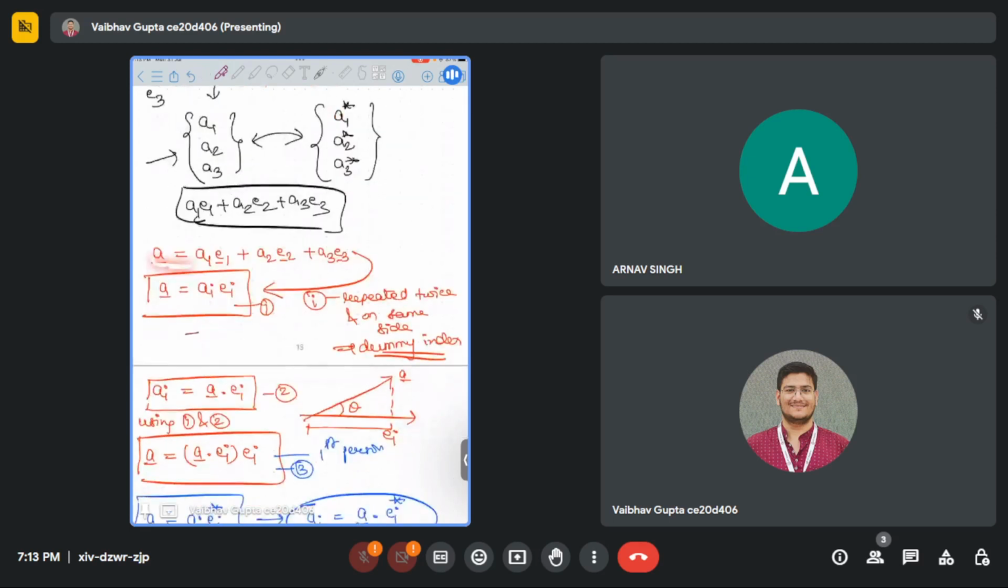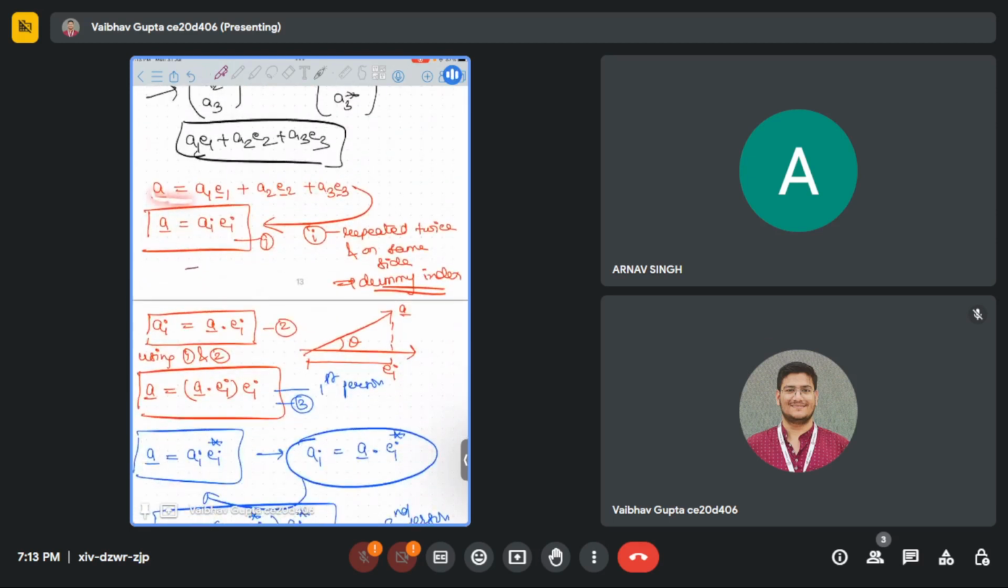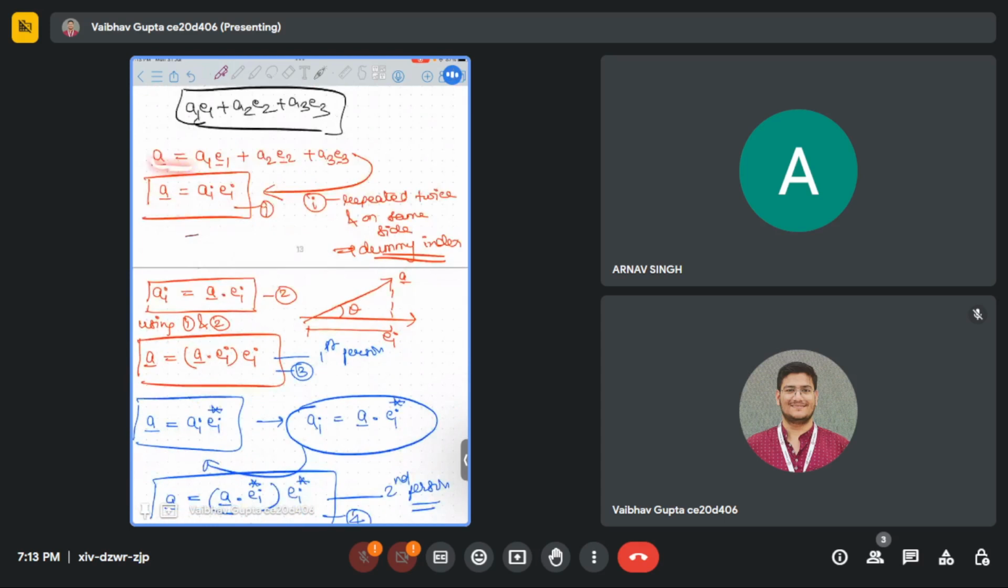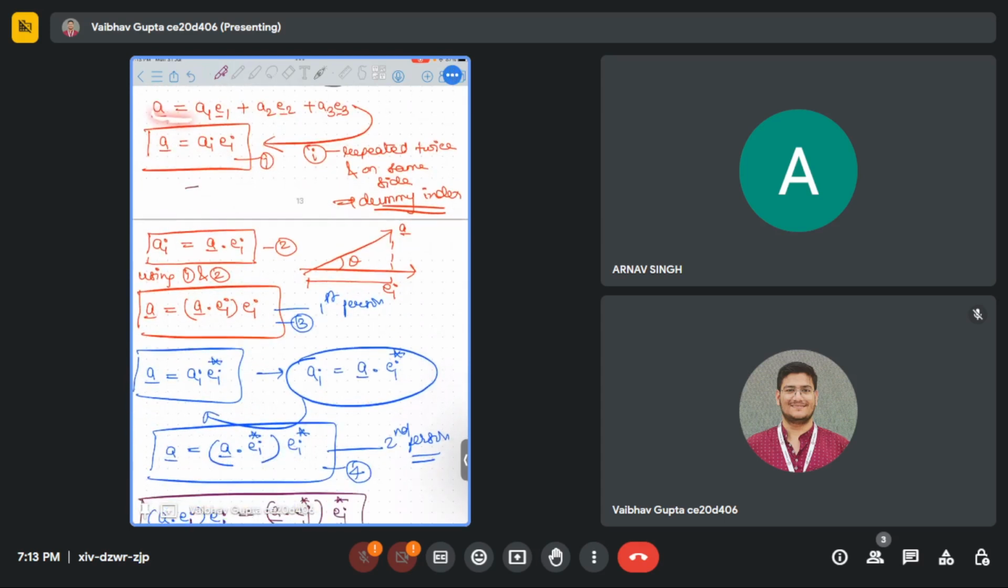So he will say, I will represent the A vector as AI EI. Now the second person comes. He says, no, I will follow another Cartesian system. He will say I will write the A vector as AJ EJ star. He says I will represent this A vector as this in another Cartesian system.